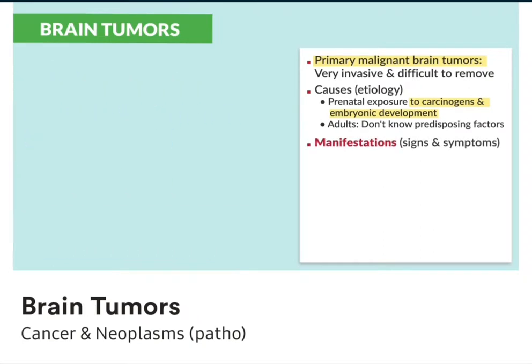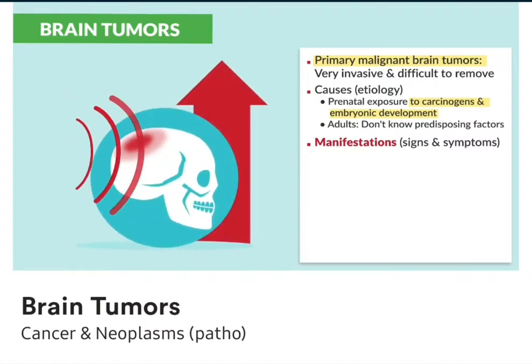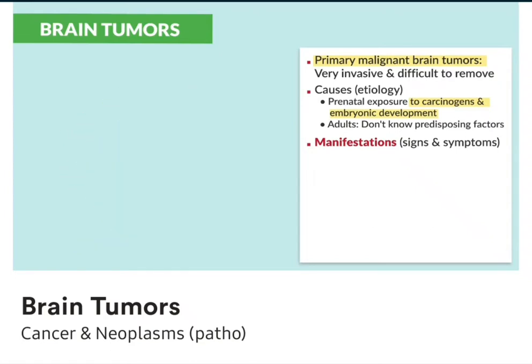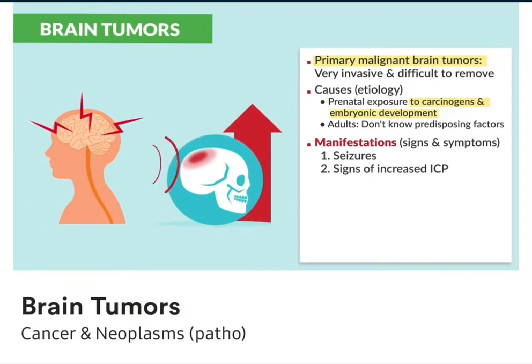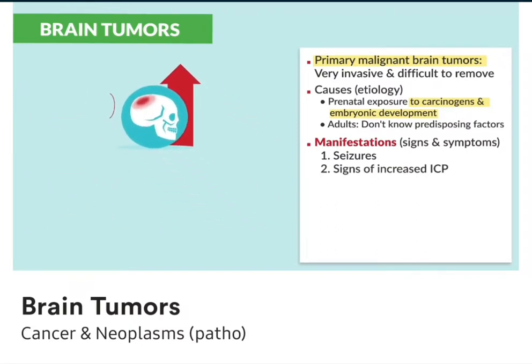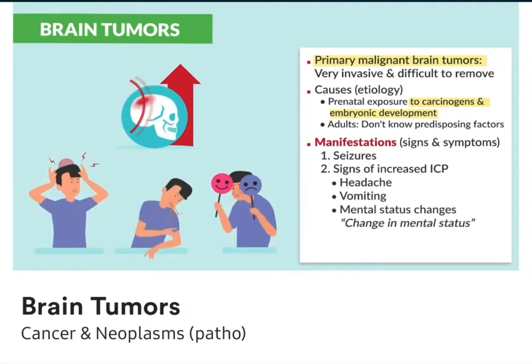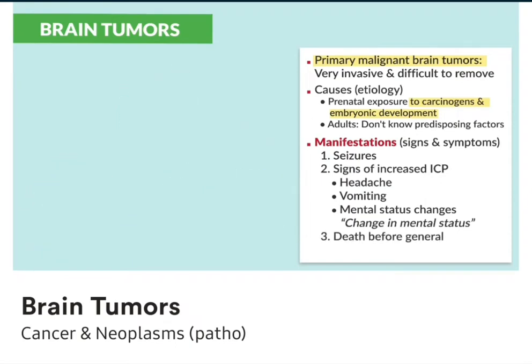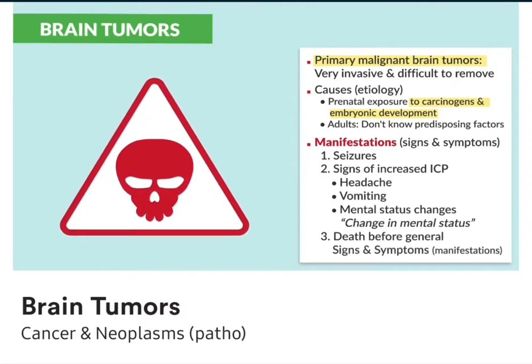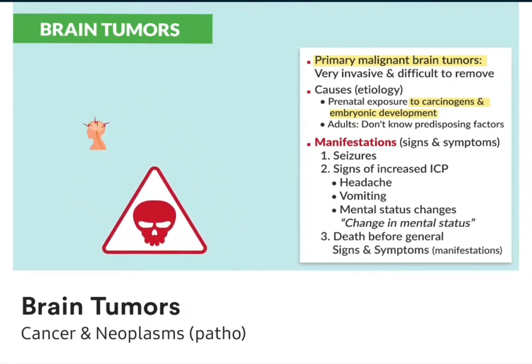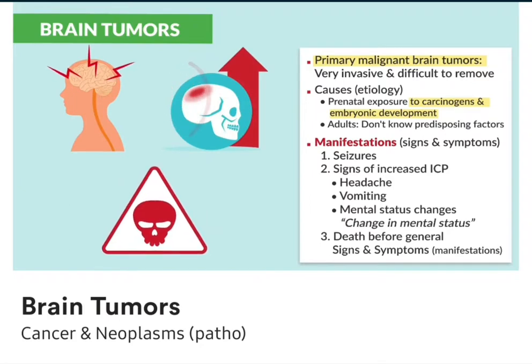Now for manifestations or signs and symptoms, it all really stems from increased ICP, that increased pressure inside the brain. So number one, we're going to see seizures. Number two, we're going to see signs and symptoms of increased ICP. For example, headache, vomiting, and mental status changes, or a change in mental status, as most textbooks like to say. And lastly, number three, this is a big one, death before general signs and symptoms, those manifestations. So we'll see this 1, 2, and 3 progression when a client has a severe brain tumor.